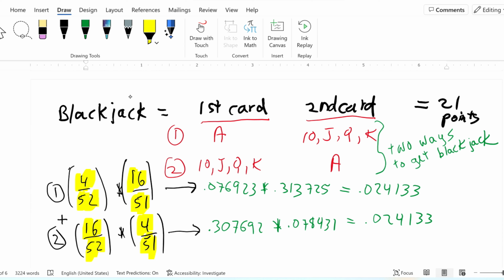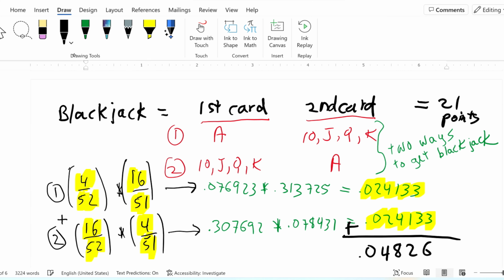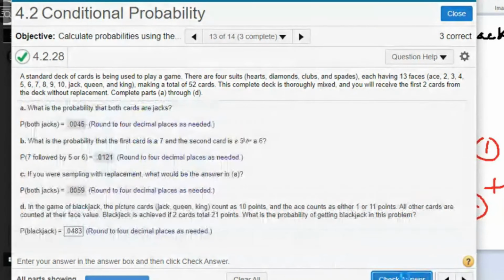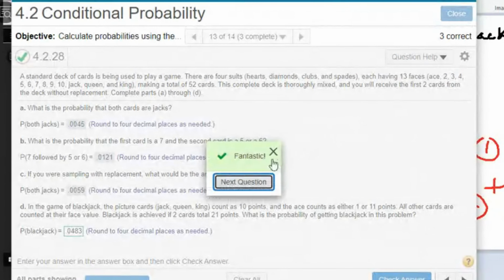And then we add the 2 ways together, so 0.024133 plus 0.024133 is 0.048266. So my lab wants 4 decimal places, and that would be 0.0483. And we're right. Yay!